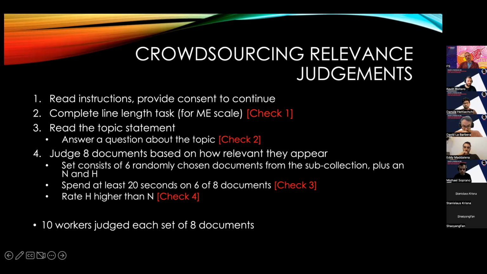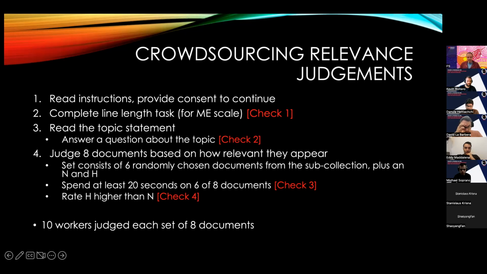People had to successfully assign numbers to the line lengths in relative terms: a shorter line should have a lower number than a longer line. And if they didn't pass that quality check, they couldn't continue. We then required them to read a search topic statement or an information need, and then they were presented with a simple multiple choice question about that. And so this was our second quality check.